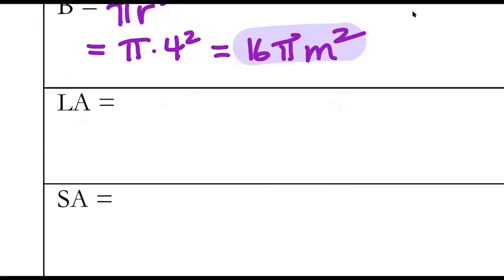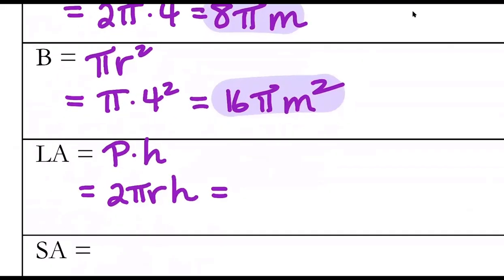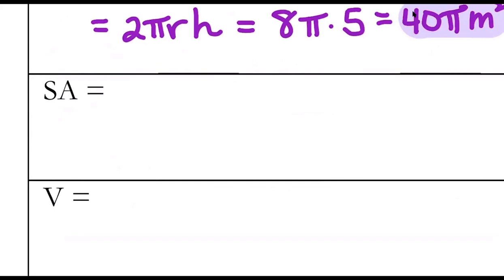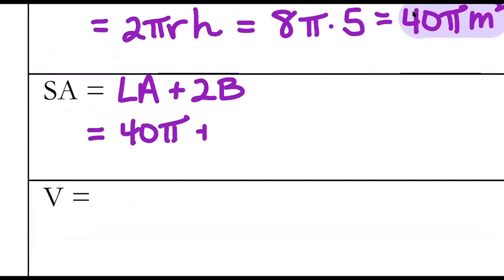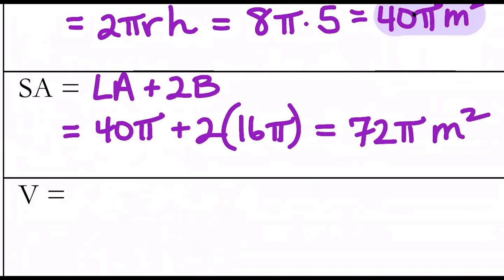Lateral area. Lateral area is perimeter times height in general for a prism. So for a circle, it'll be 2 pi r h. Okay, the perimeter is 8 pi, and then we're multiplying by the height, which was 5, so 40 pi meters squared. Surface area. Lateral area plus 2 base areas. The lateral area is 40 pi. The base area was 16 pi. Okay, so that's 32 and 40, so 72 pi meters squared.